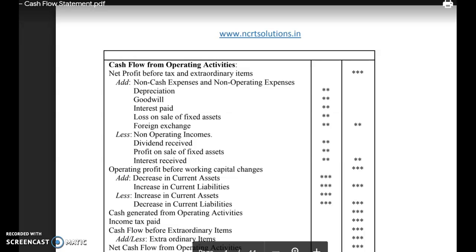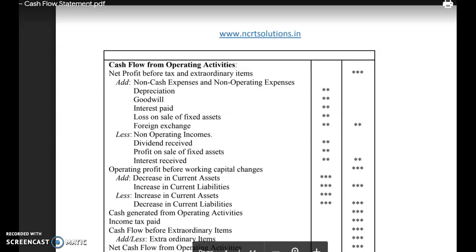Now, what is the rule for taking the effect? The rule is that if there is a decrease in the current assets or an increase in the current liabilities, it will be added here. And if there is an increase in current assets and a decrease in the current liabilities, it will be subtracted from here. Just understand the simple rule: if there is an increase in the value of any liability, that will be added. If there is a decrease in the value of any current asset, that will be added here.